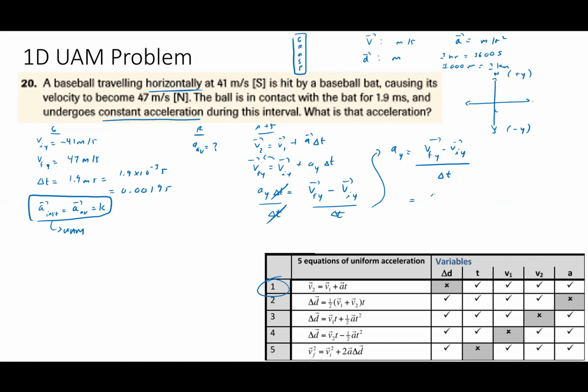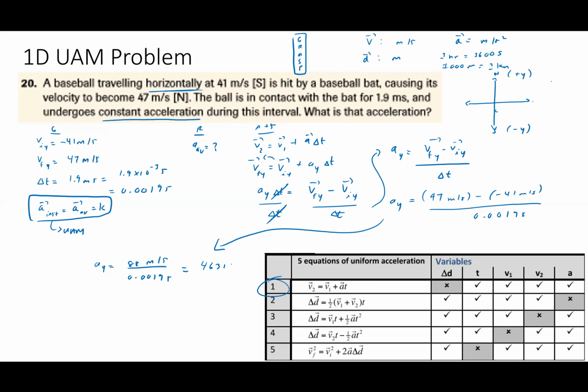Your final velocity was positive 47 meters per second, minus your initial velocity, which was negative 41 meters per second because this was south and this was north. Your change in time here is 0.0019 seconds. If I calculate this out, I get 88 meters per second over 0.0019 seconds, which looks like 46315.79. This value wouldn't be acceptable because if you look at your significant digits, there are 2 digits. I'm going to write this in scientific notation as 4.6 times 10 to the power 4 meters per second squared.